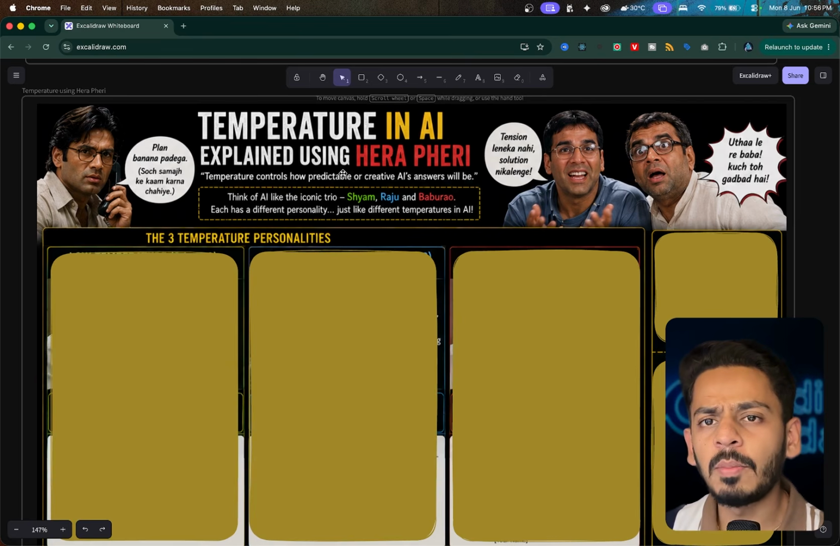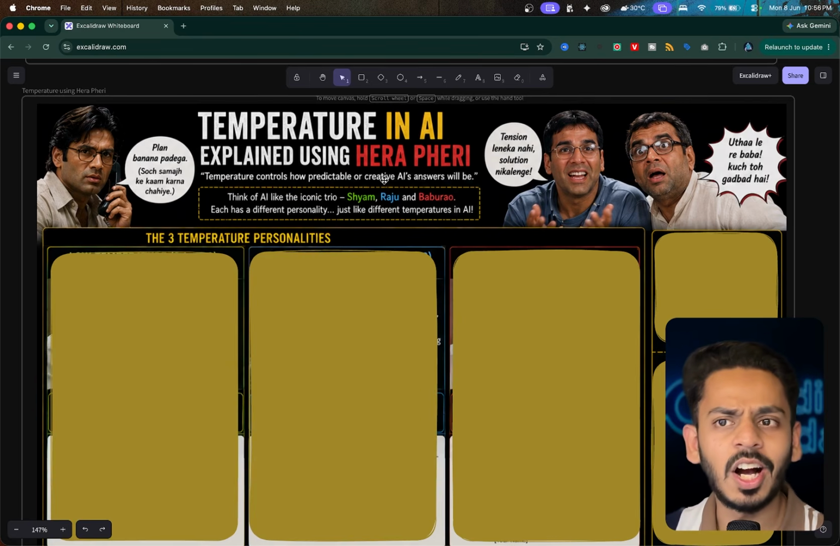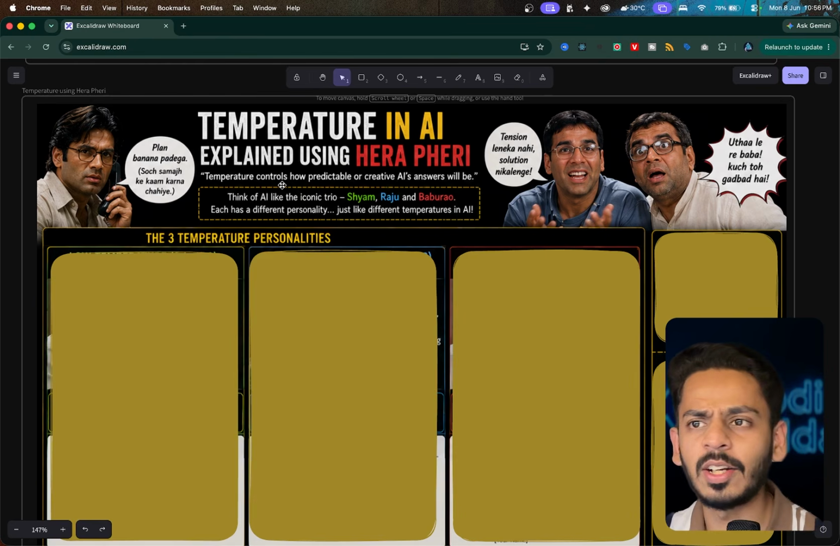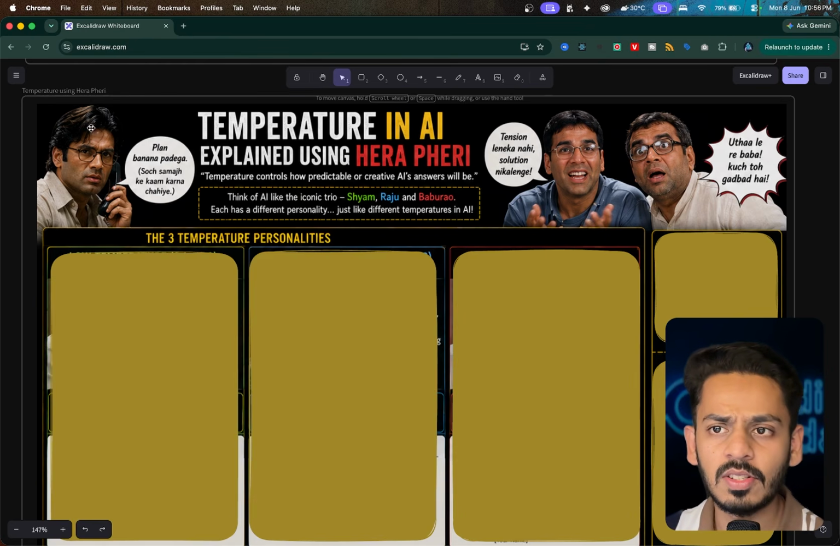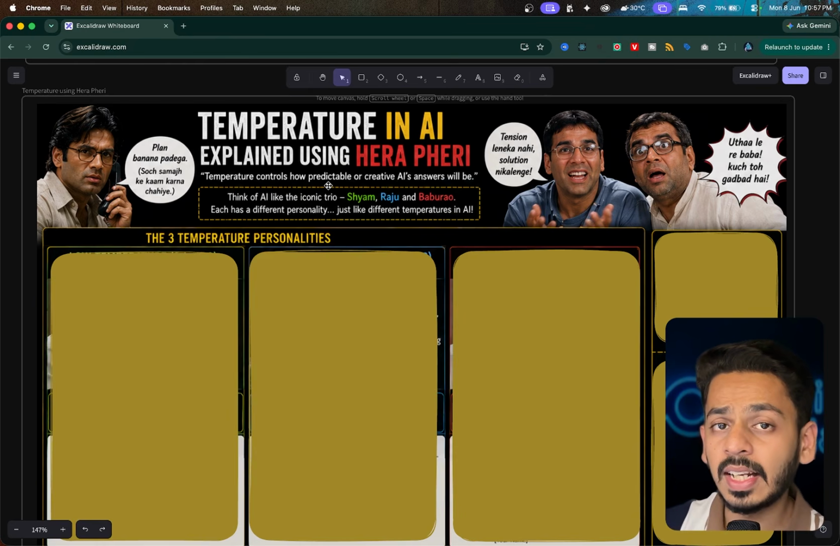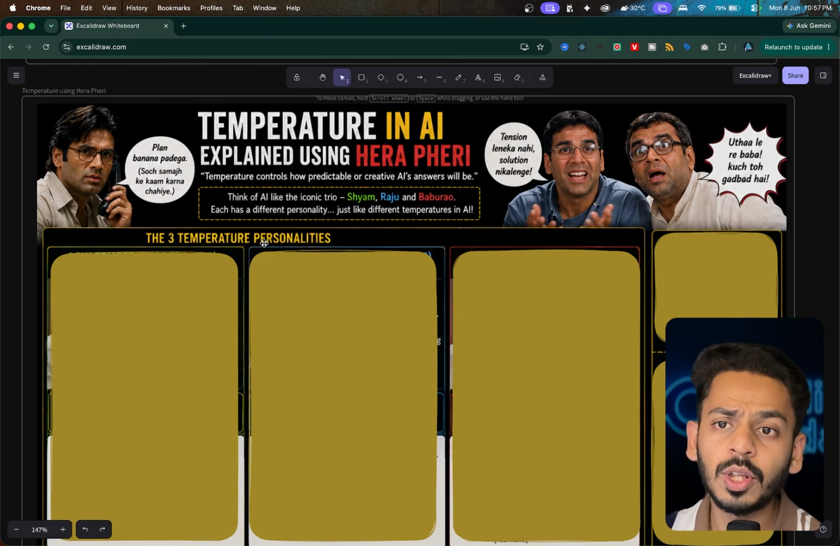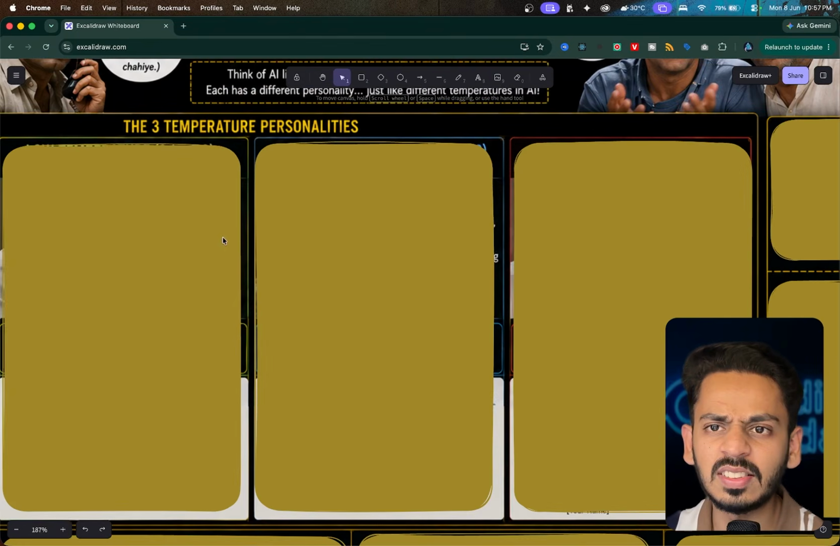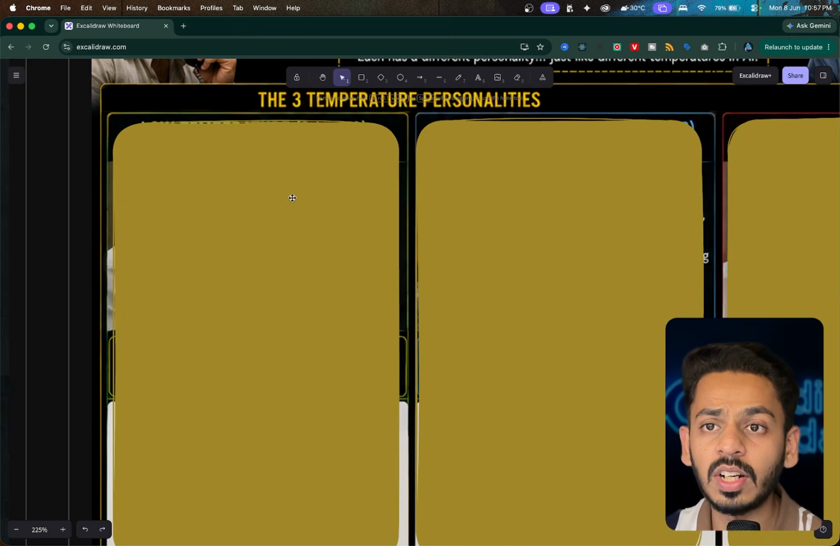So many of you will be aware of these three characters, Shyam, Raju, and Baburao. If you are not aware, don't worry, I'll walk you through them. Think of AI as the three iconic trio that we have here: Raju, Shyam, and Baburao. Each has a different personality, just like different temperatures in AI. Before going into the technical definition of it, I'll walk you through these three personalities and how they differ from each other.